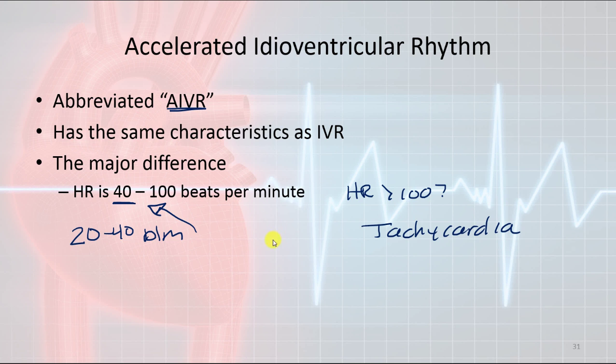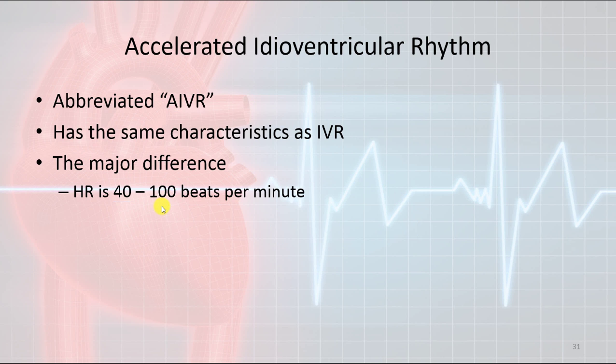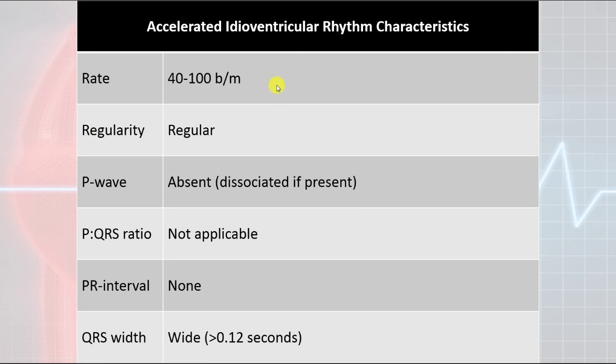And if it originates in the ventricle, it's ventricular tachycardia because the heart rate's over 100. That's why AIVR only goes up to 100. The heart rate for accelerated idioventricular rhythm is 40 to 100 beats a minute. Typically, these are very regular rhythms. They can be irregular, but typically they're very regular.